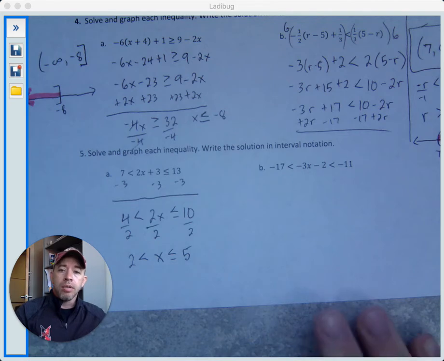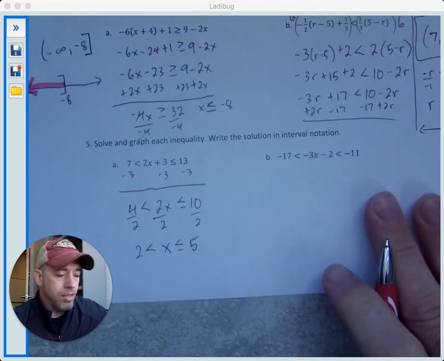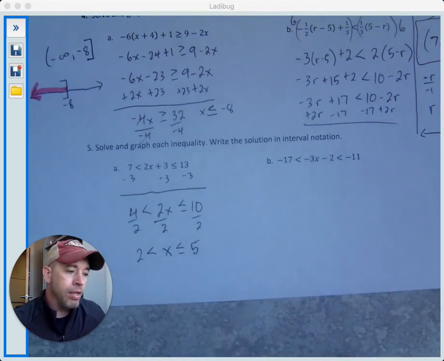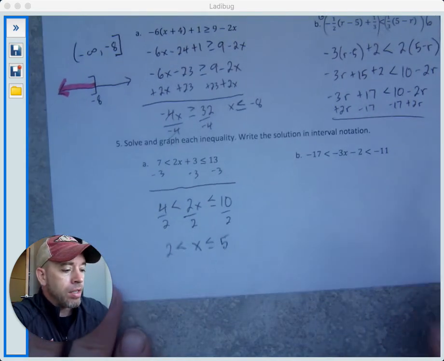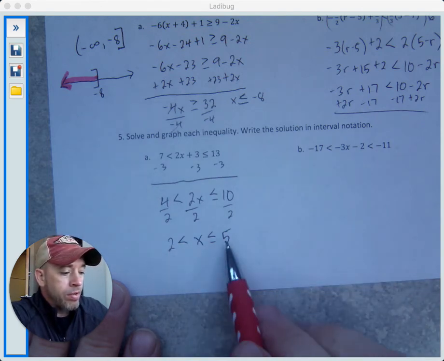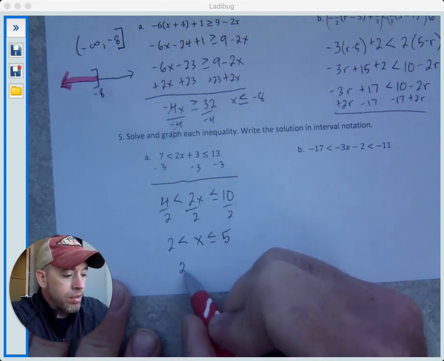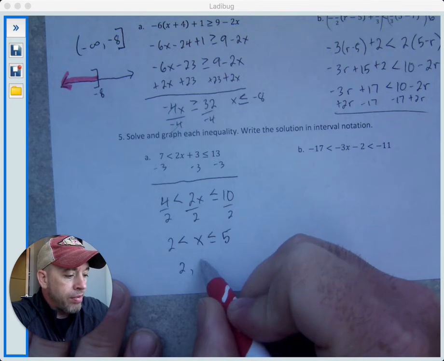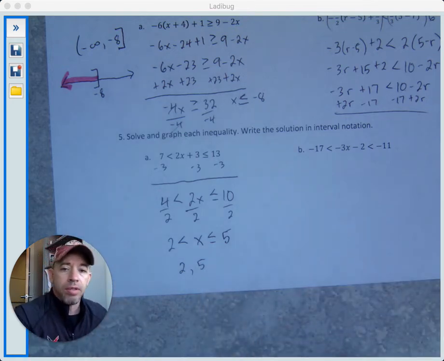Alright, so here is our solution, but we need to write it in interval notation. Okay, so interval notation, we're going to use these two numbers, which sometimes is actually easier in interval notation. We have a 2 and a 5, and we have to figure out what symbols to use.